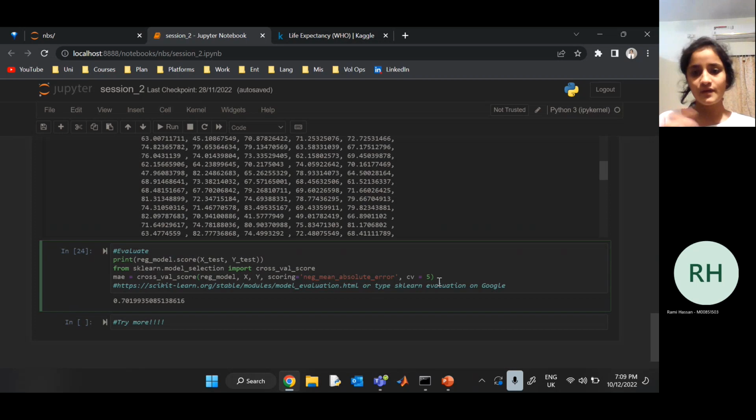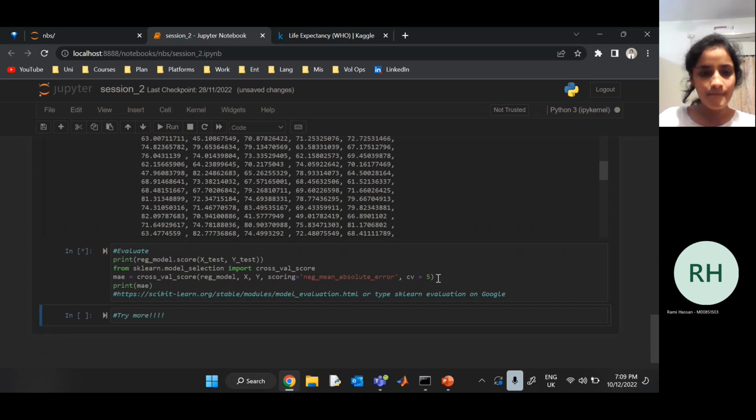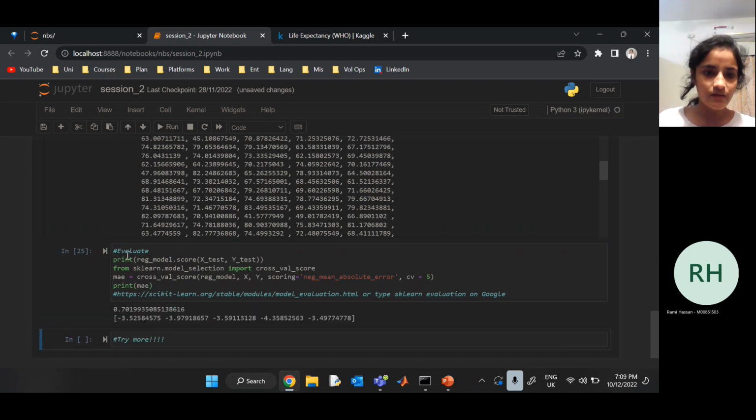Because I told it to make 5 blocks and do it 5 times, it's going to give me 5 different MAEs. So if I print MAE now, the first one is the correlation one, the coefficient of determination, and the rest are, as I said, I told it to do it 5 times, right? So it gave me 5 different MAEs. MAE means mean absolute error again.